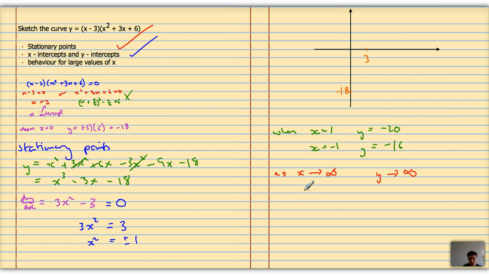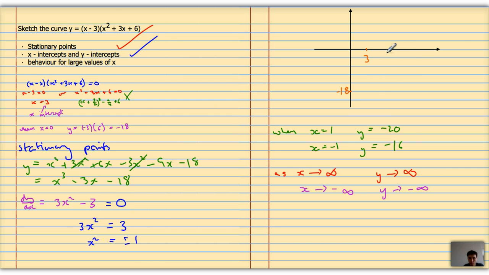Now we also have to look at as x tends to minus infinity. So when x gets really, really negative, this x cubed term is going to dominate again because it's going to be the largest value. And that means something that's negative cubed is also negative. So y is going to get smaller and smaller or more negative. So y is going to tend to minus infinity.